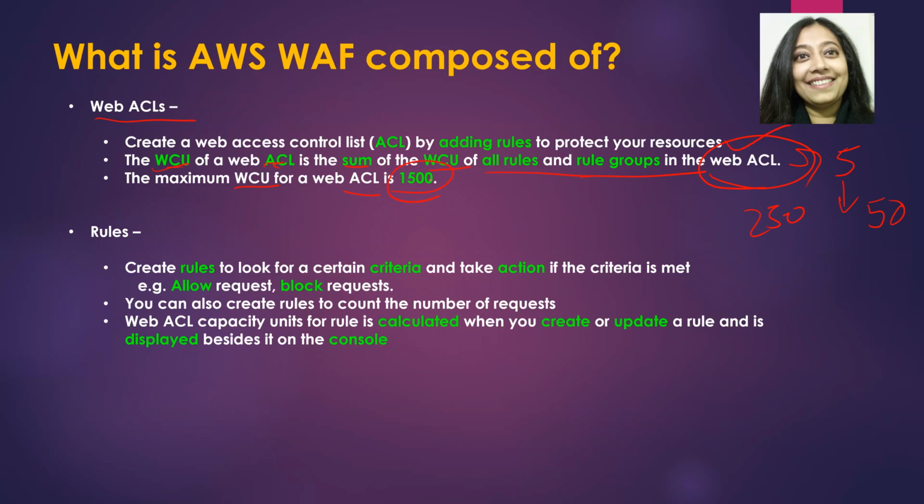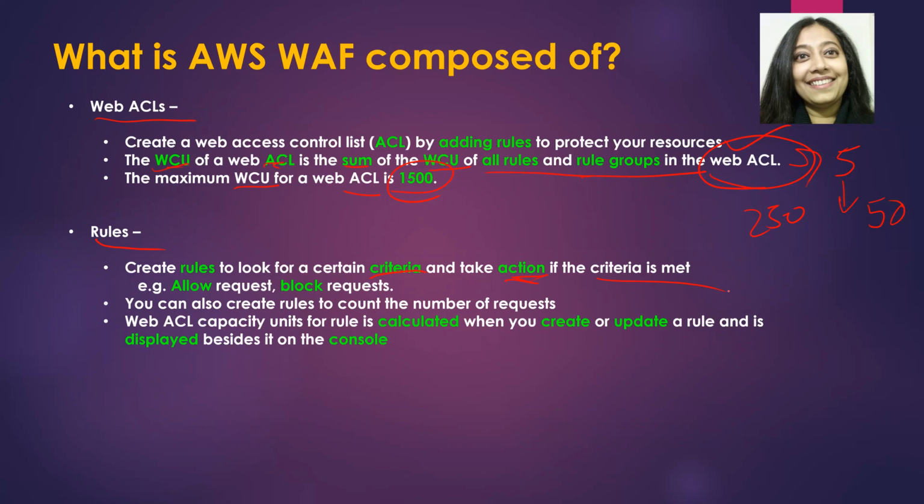Okay. The next one that we have over here are the rules. So what we do over here, we create rules, and these rules are created for a certain criteria. And not only criteria, you also associate an action to this particular rule. And this action is taken if the criteria is met. So let's say, should you allow a request? Should you block a request? What should you do? Some kind of action needs to be taken.